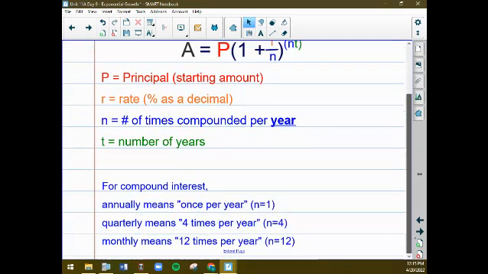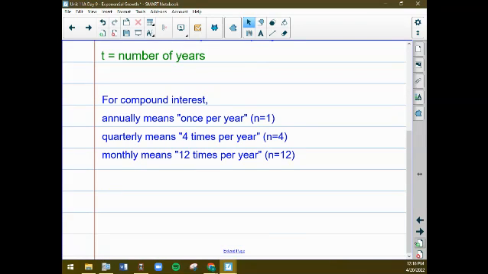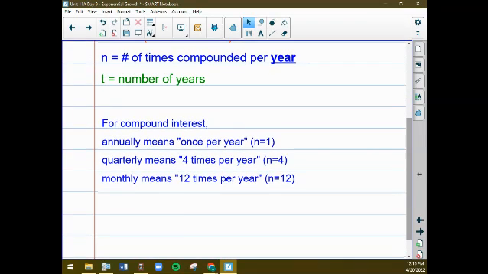Okay, so a couple of key words for compound interest. If it's being compounded annually, that means once per year, so my n is going to be 1. If it's compounded quarterly, that means 4 times per year, so my n is going to be 4. And monthly means 12 times per year, so n is going to be 12.